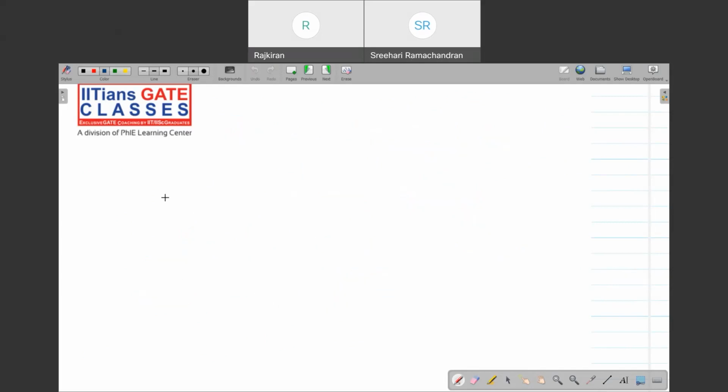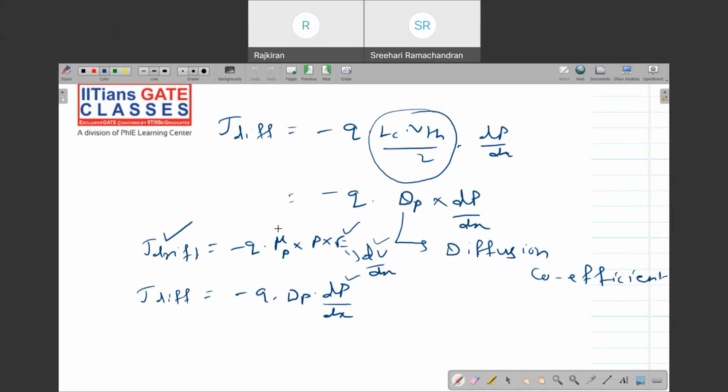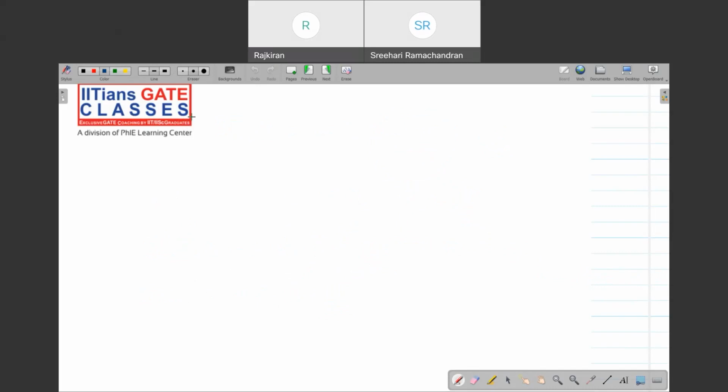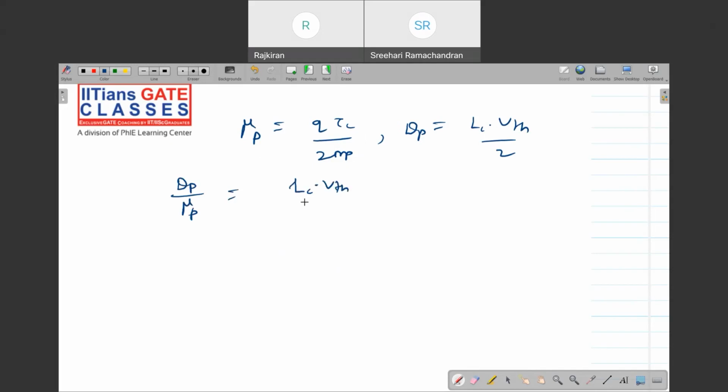Now we will try to get a link between mu p and Dp. This will be coming in the examination. So what is Dp? Mu p is equal to Q into tau c by 2 mp, and Dp is equal to LC into Vth by 2. So now Dp by mu p is equal to LC Vth by 2 by Q tau c by 2 mp.